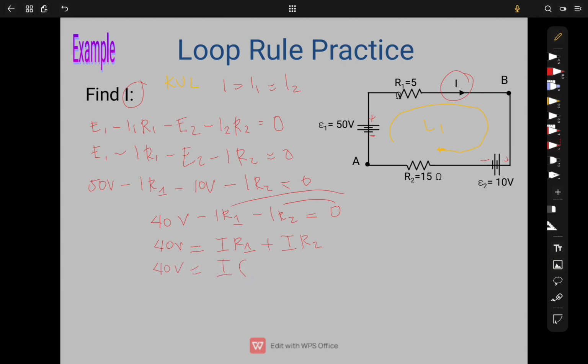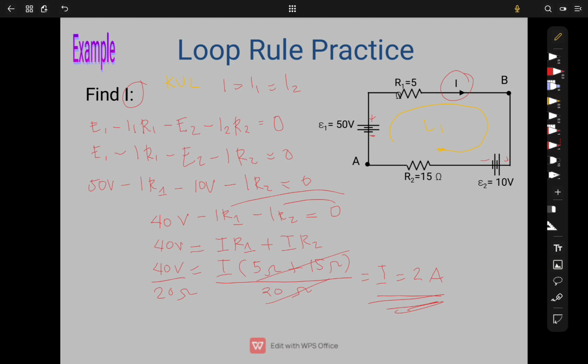So, R1 natin, ano yung R1 natin? We have 5 ohms plus yung R2 natin, that is 15 ohms. So, we can add it up we got to have 20 ohms all over 20 ohms. So we can cancel this out. So I po natin is equal sa, so 40 volts all over 20 ohms, that is 2 ampere. So this is our current.